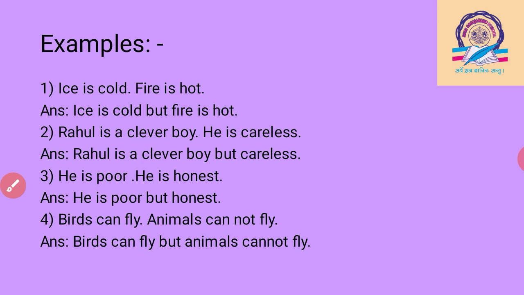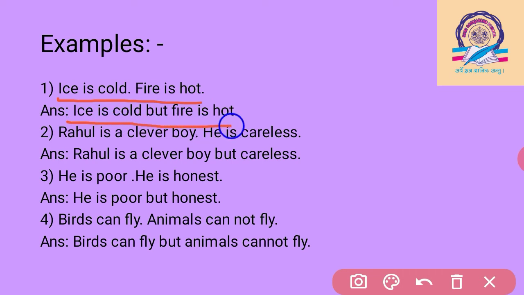We can see an example. The first example is given: ice is cold, fire is hot. So here one thing, ice, we have seen is cold, and the fire is hot. So out of two, one is cold and another is hot. So an opposite idea is given here, so after the first sentence we have to write but. So ice is cold but fire is hot.